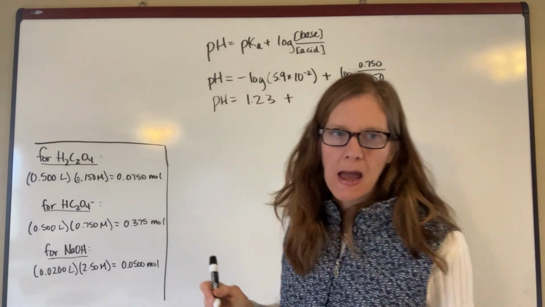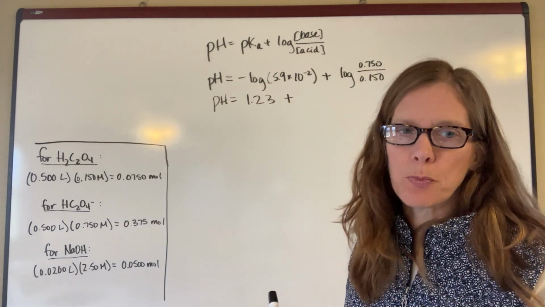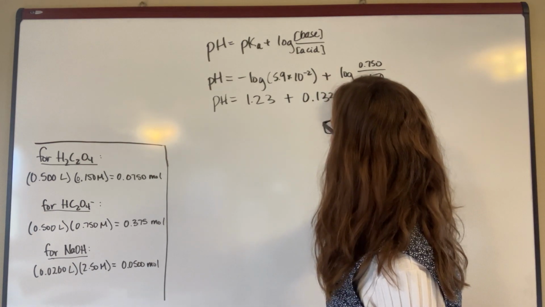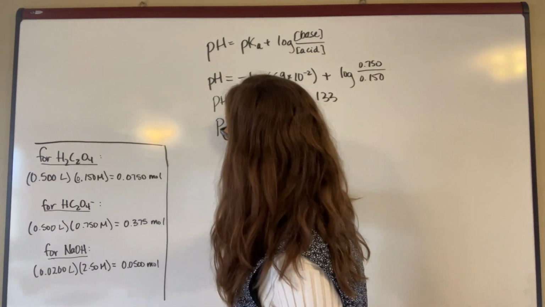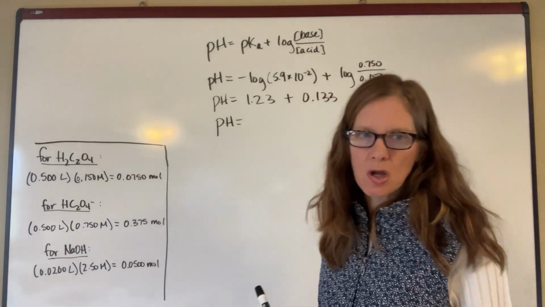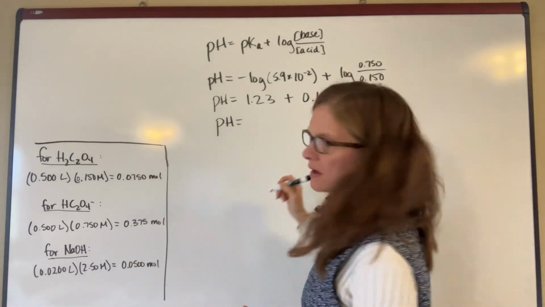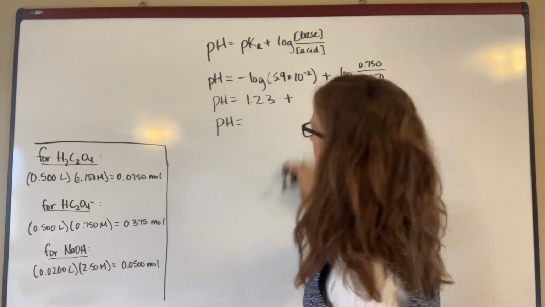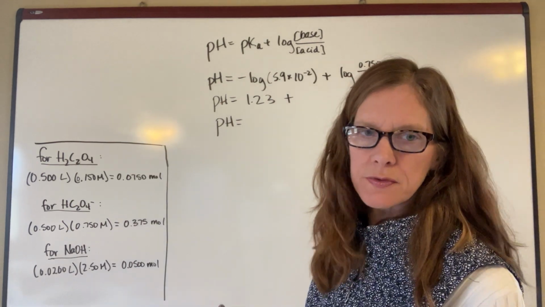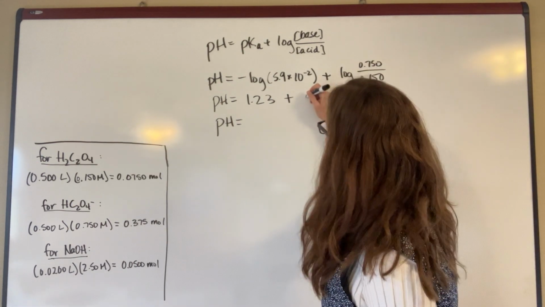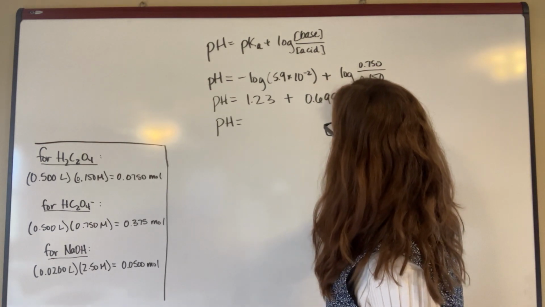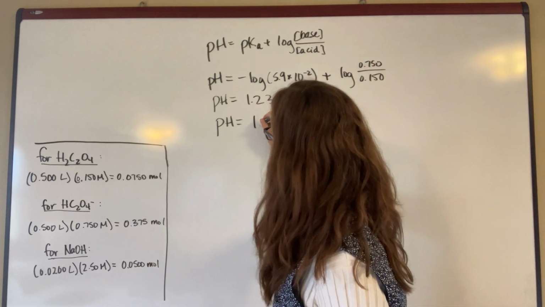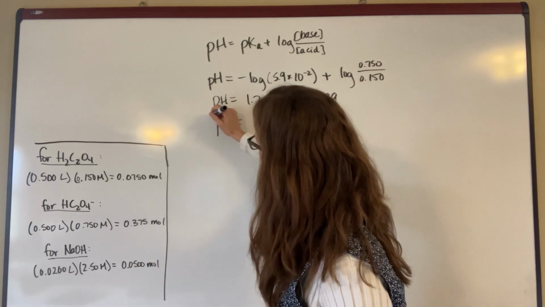And then I'm going to add to that, once you divide those two numbers out and take the log, you're going to get 0.133. And then that's going to give me a pH of the buffer of, whoops, I'm sorry. I looked at the wrong number. That's not the number that I put there. It's actually 0.699. That looks a little bit better. And then the pH of that is going to be 1.93.